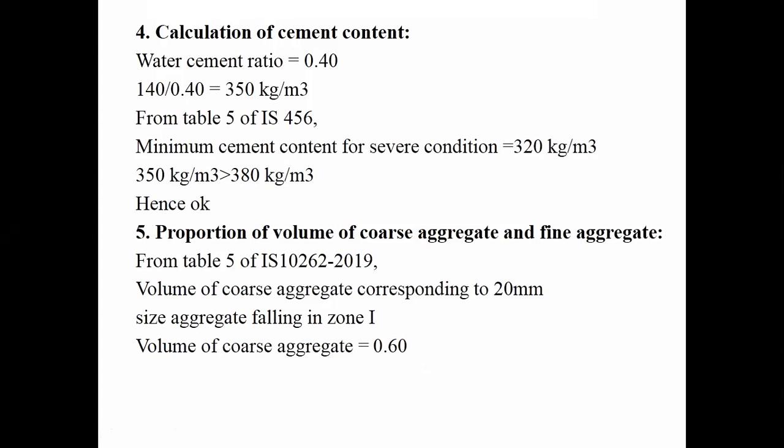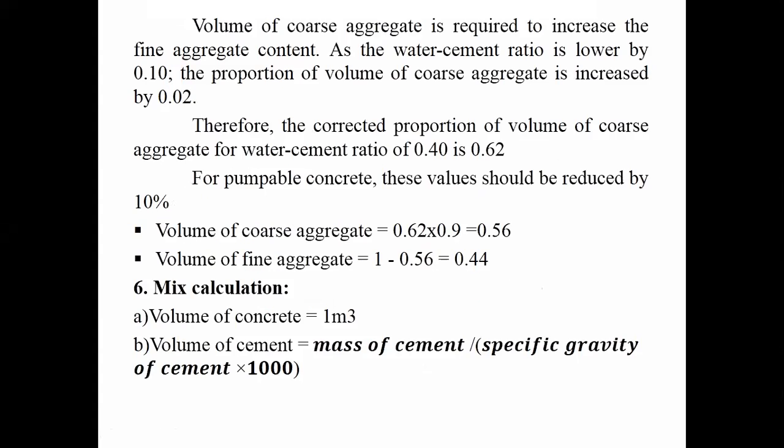Whereas for the water cement content, you used the same table number 5, but it is in IS 456. Here it is IS 10262. Be clear with that. Next, you have to go through this point very well. See here, the volume of the coarse aggregate required to increase the fine aggregate content, right? So as the water cement ratio is lowered by 0.1, the proportion of the volume of coarse aggregate is increased by 0.02. They will be using this value.